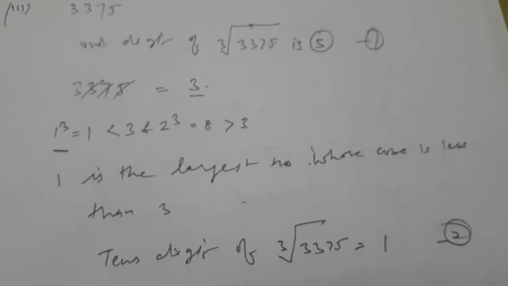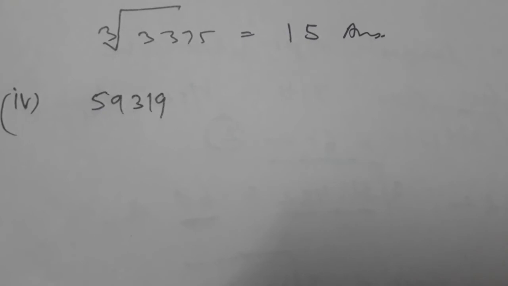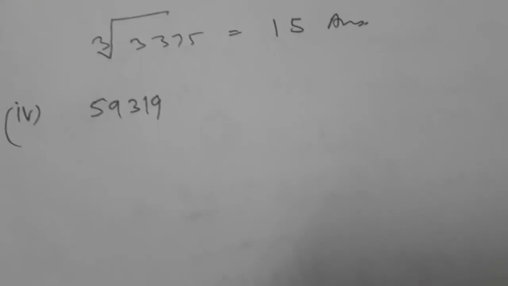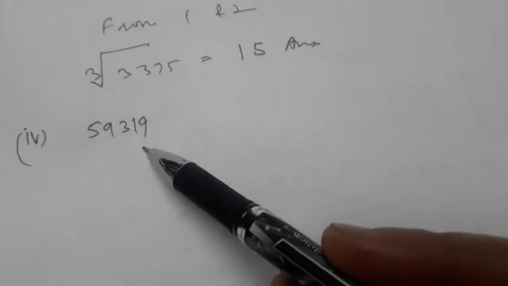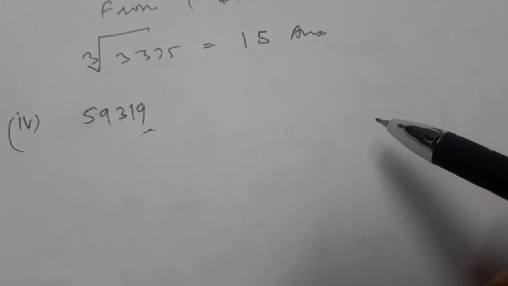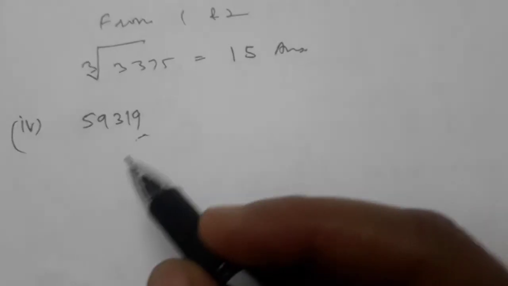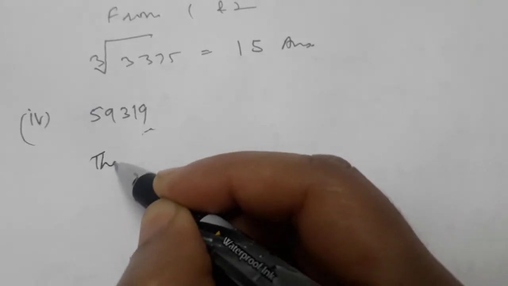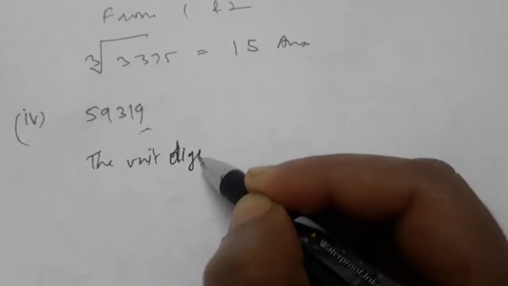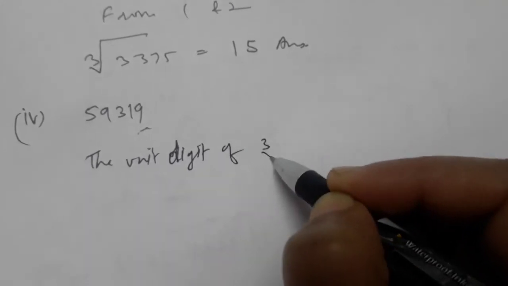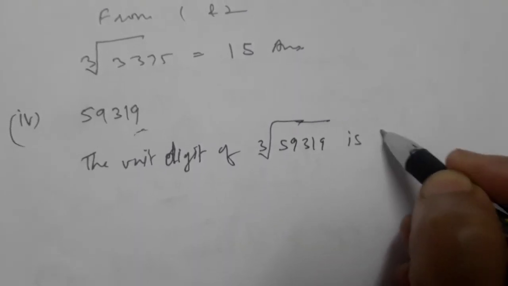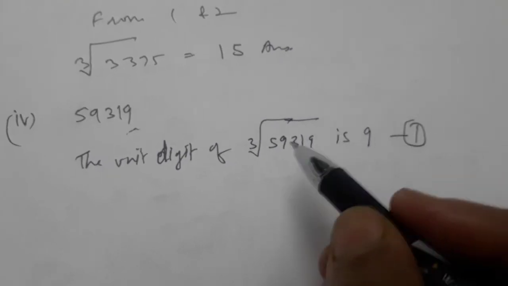Now come to the fourth part. So the fourth part is 59,319. So the unit digit is 9 and the cube of 9 is what? 9 9s are 81, 81 9s are 729. So the unit digit of the cube root of 59,319 is 9. It will become our first statement.